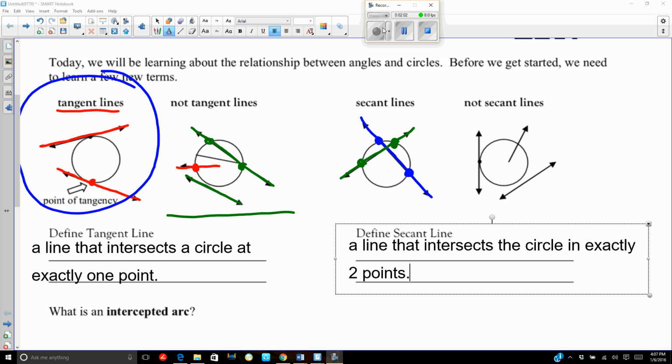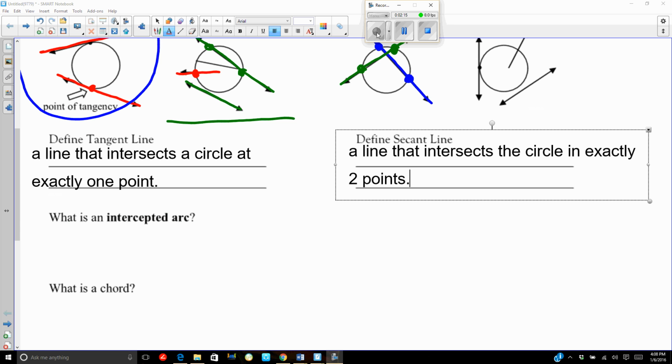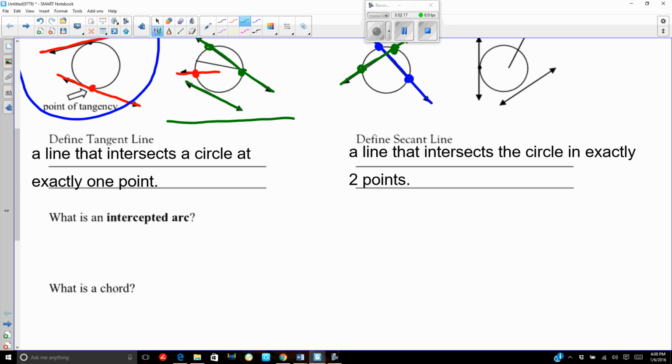So we're going to look at different angles today that are formed by secant lines and tangent lines and how exactly we identify them with a couple of basic formulas. We've talked about intercepted arcs already before, and we've talked about chords already before. So we're going to skip these definitions for the moment, just because we've talked about those plenty, and we'll talk about them more here in just a second.